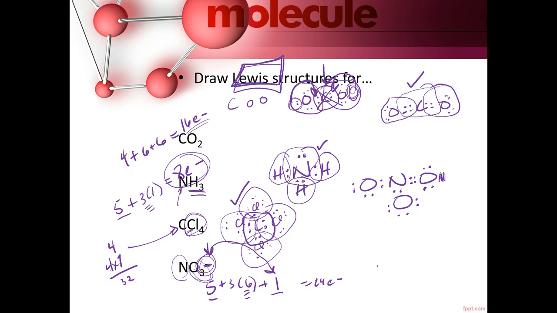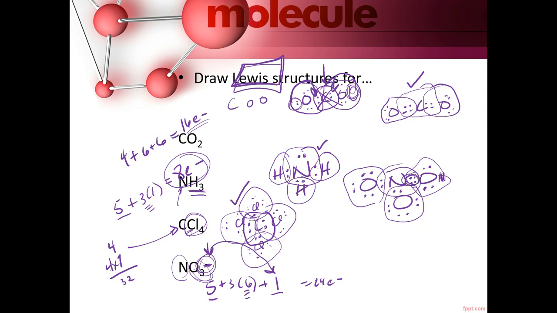I feel like I counted wrong. 18, 23, 24, 2, 4, 6, 8, 10, 12, 14, 16, 18, 20, 22, 24. Sorry, I counted wrong. So now we have my 24 electrons. Oxygen has 8. Oxygen has 8. Oxygen has 8. And nitrogen has 2, 4, 6, 8.